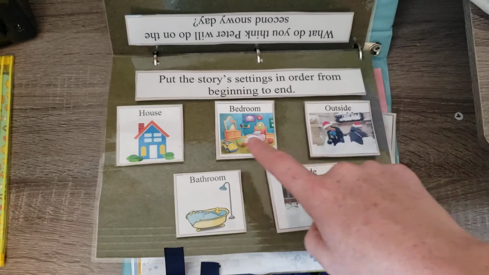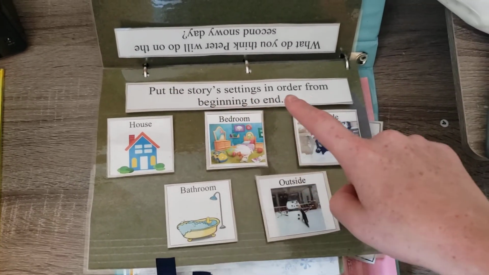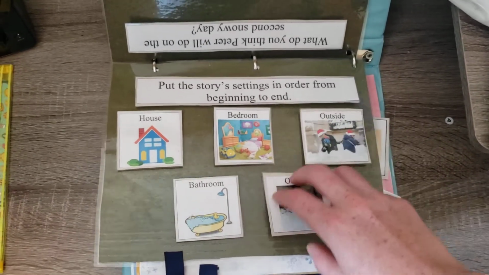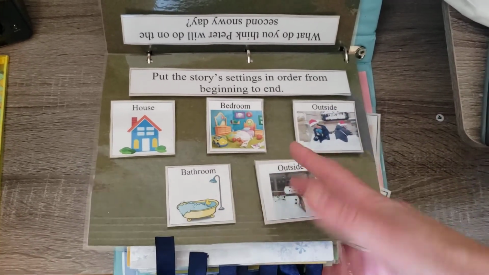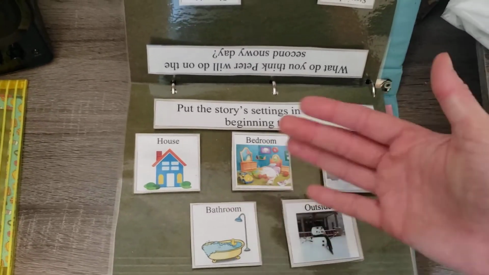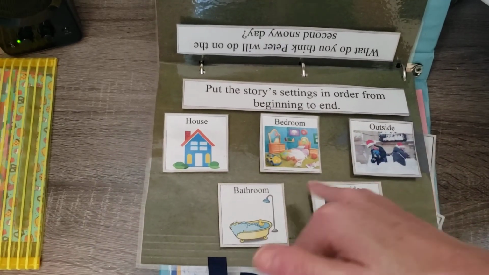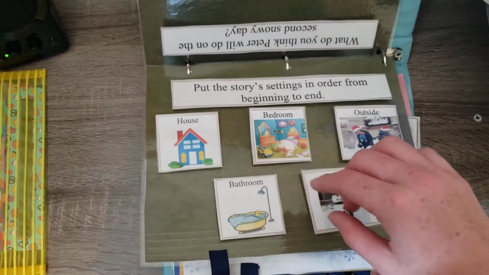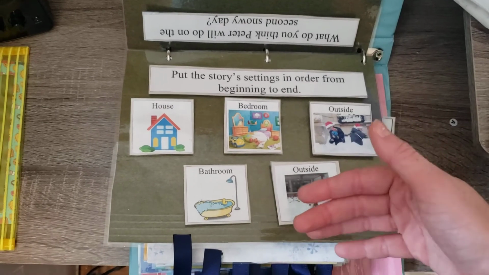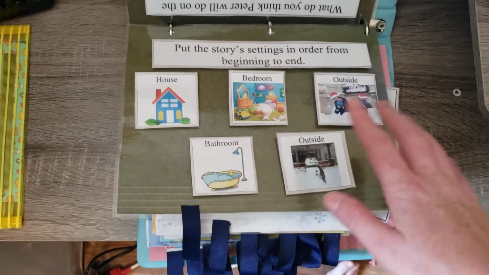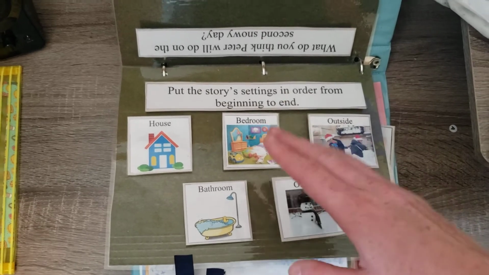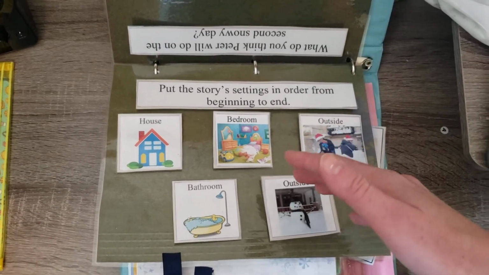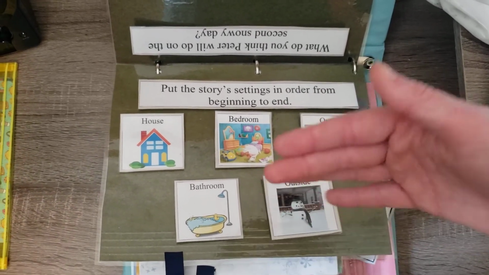Question number 2. Put the story settings in order from beginning to end. Now I did a chronological question because I wanted to test the students. This question can be adapted depending on what you need. You can take away some of these items. Some students can become overwhelmed with having too many choices. Some do fine with having 5. So again, it's a very adaptable question, but I wanted it to be a little bit complex and give a more difficult question.